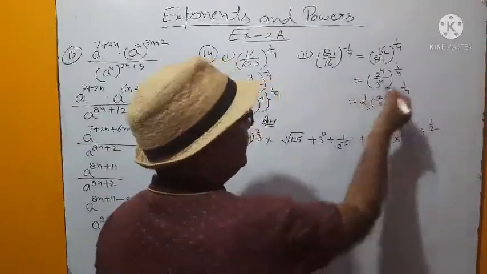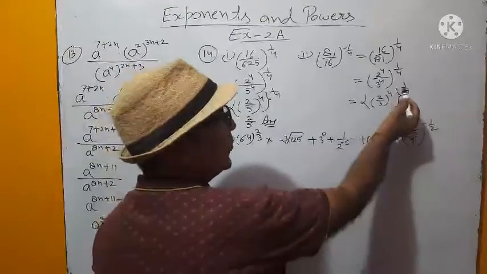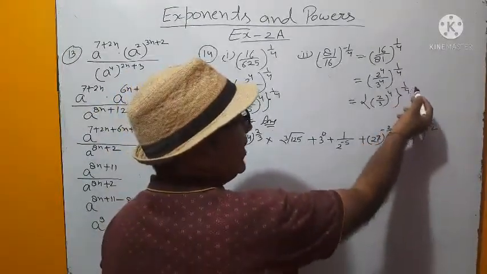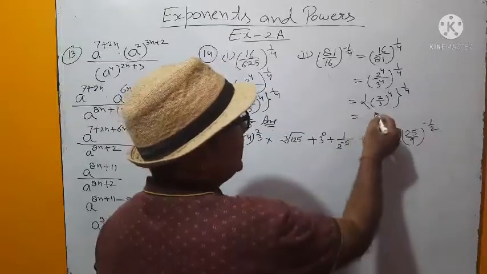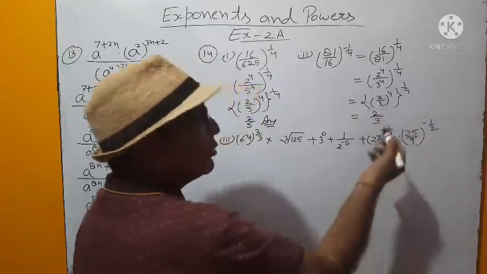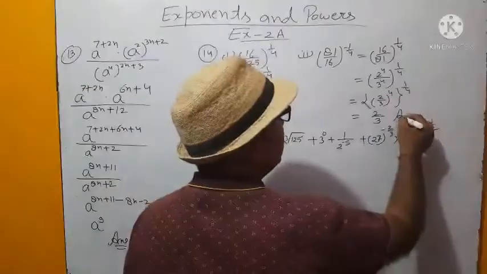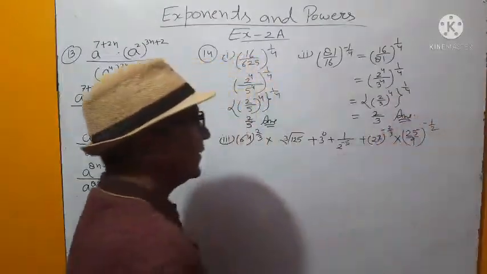And this is already 1 by 4. Now exponent over exponents are multiplied. When 4 is multiplied by 1 by 4, 4 cancelling each other. 2 by 3 to the power 1. So power 1 is never written. So you will get here 2 by 3.